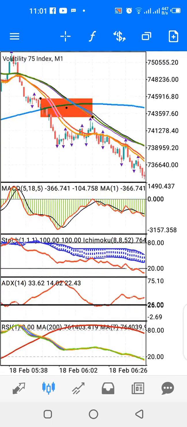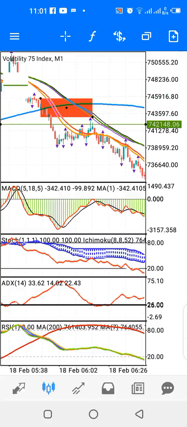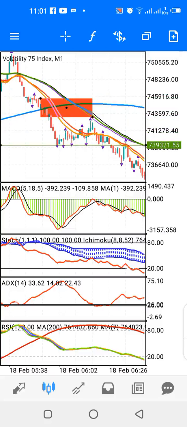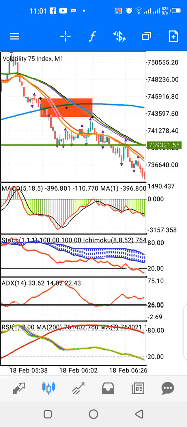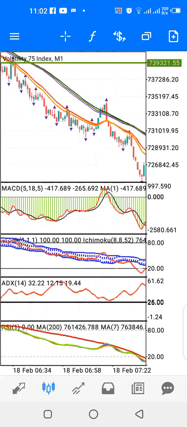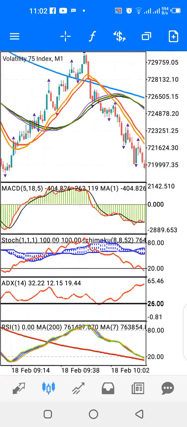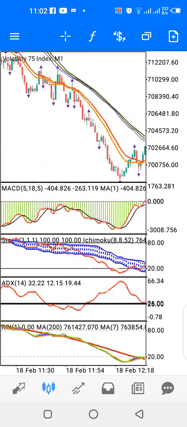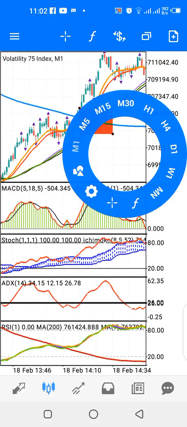Let's look at the depth at which price went down. Okay, let's assume we place our sell trade somewhere around here. Okay. Right, we place it at 739,321, and the bearish trend started at that point. Down, down, until we have another trend change somewhere here.